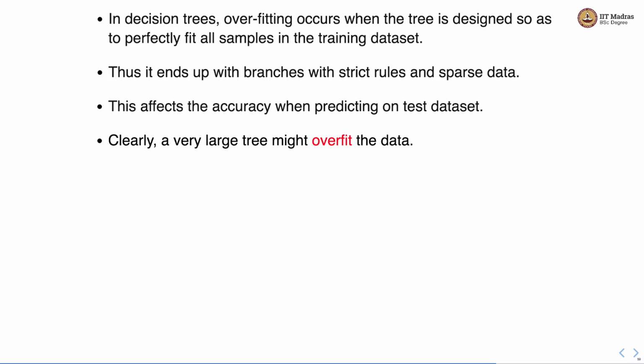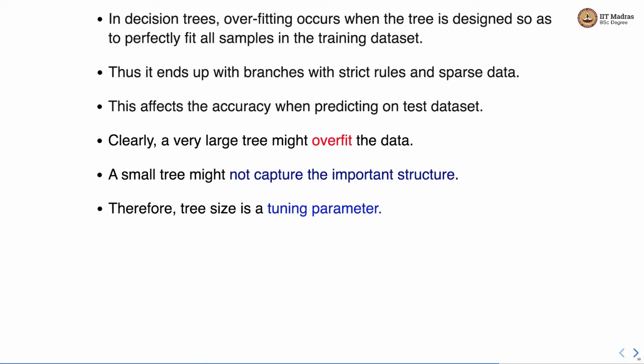Clearly, a very large tree might overfit the data. A small tree might not be able to capture the important structure, so there is a trade-off between the large and small tree in terms of accuracy and overfitting. Therefore, the tree size is a tunable parameter.